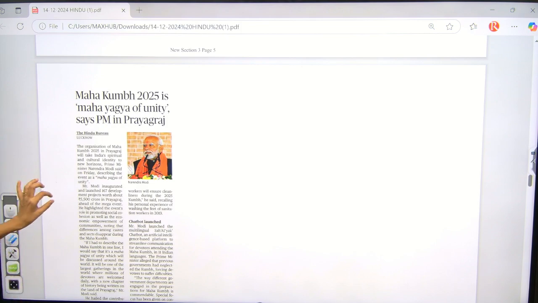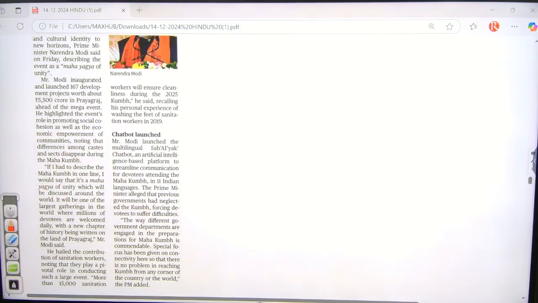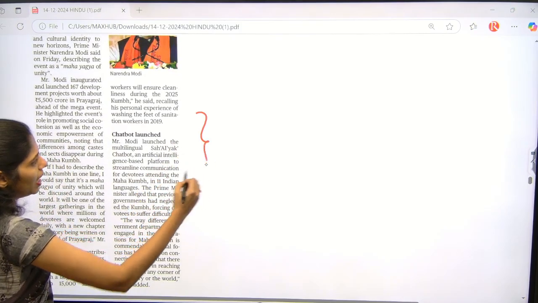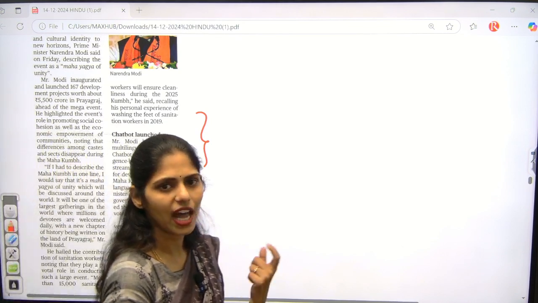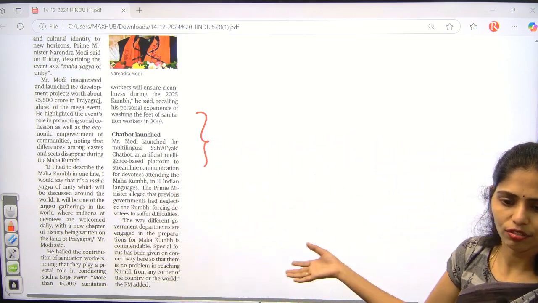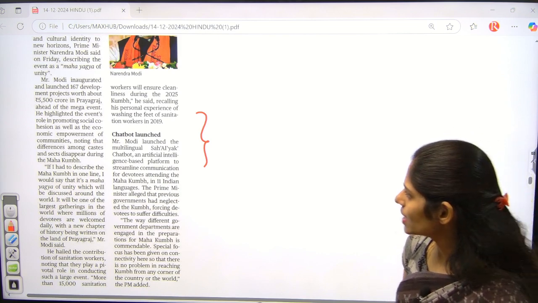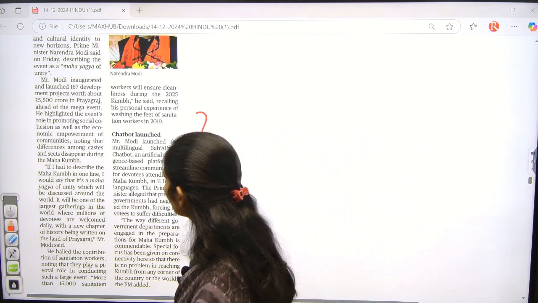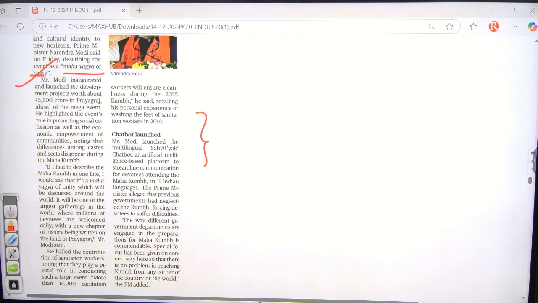Okay, so actually I want to say about one important point which is given here. This Mahakumbh is very important from a cultural point of view. If we want to preserve our culture, our heritage, then this kind of event should be done, right? So we can't avoid this kind of event. Actually this event is like a Mahayagna of Unity. That means millions of people will be coming and uniting in one place.